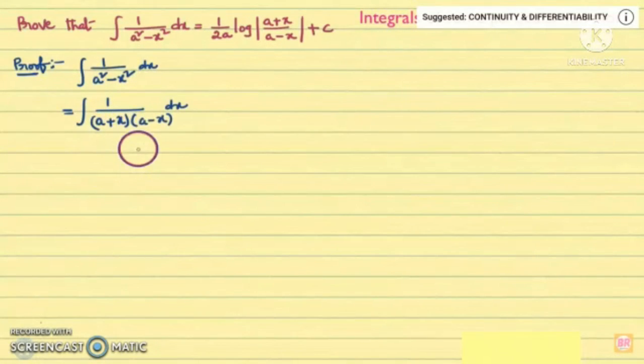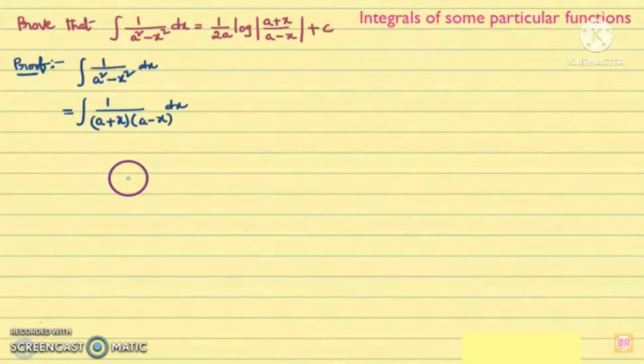Now we can do this integration in two methods. One is integration by using partial fractions. Another one is by using a trick.